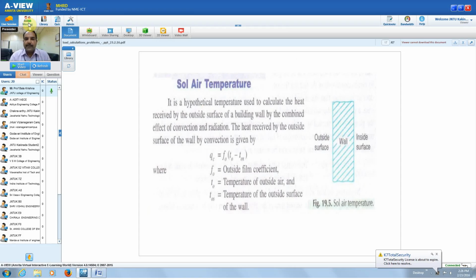Then the solar air temperature. It is a hypothetical temperature used to calculate the heat received by the outside surface of the building wall by the combined effect of convection and radiation. The heat received by the outside surface of the wall by convection is given by Q = f0 (T0 - Tas), where f0 is the outside film coefficient, T0 is the temperature of the outside air, and Tas is the temperature of the outside surface of the wall. This is the figure: this is the outside surface, this is the wall, and this is the inside space. This is the solar air temperature.